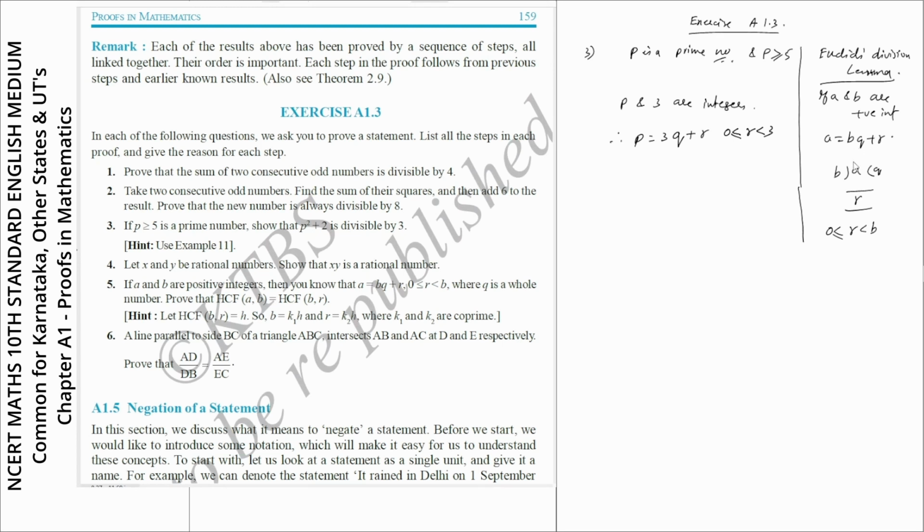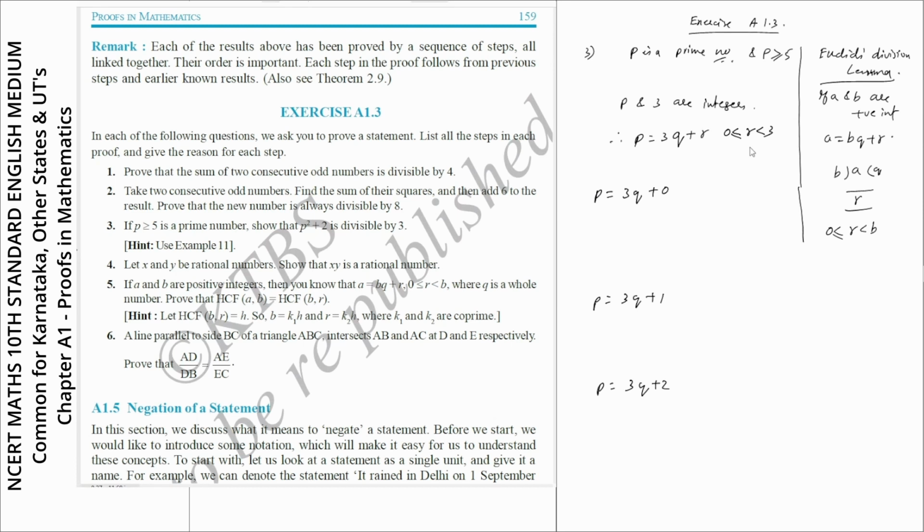Okay, that means if I divide a by b, I'll get quotient q and remainder r. That's the meaning of this. Okay, and r will always be less than b and greater than or equal to 0. Now applying Euclid's division lemma here, p and 3 are integers, therefore I can express p is equal to 3q plus r, where q is the quotient and r is the remainder, and r is always less than 3 and greater than or equal to 0. Therefore possible values of p are, I'll get p is equal to 3q plus 0, or p is equal to 3q plus 1, or p is equal to 3q plus 2. Okay, r is between 0 and 3 only.